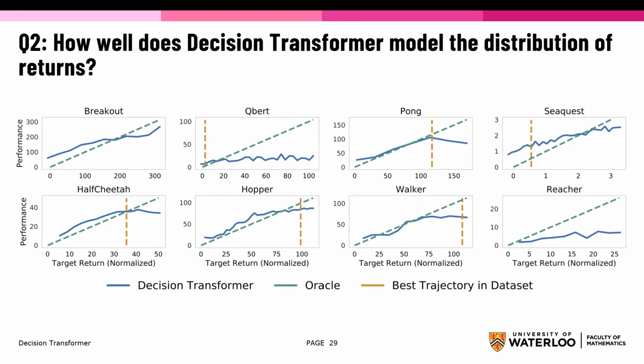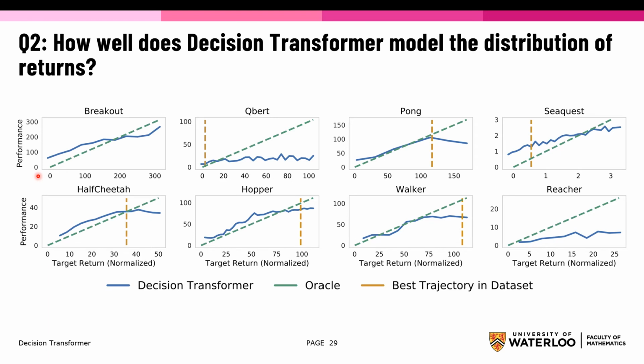I would like to see whether the model is actually able to understand the target returns that it's conditioned on at test time or not, and whether it is able to predict action sequences that give the required rewards. So to assess that, they gave the models different target returns, and they observed the accumulated returns by the model, which is denoted here by the blue line. And they compare that to the optimal desired returns that are denoted here by the green line.